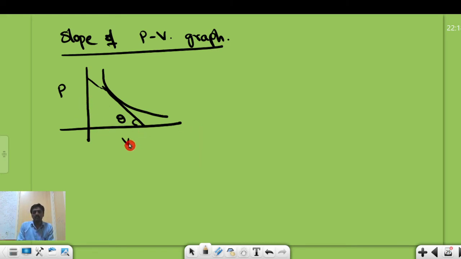So that value is equal to, now let me take PV is equal to some constant relation in the isothermal process. Now P is the variable here, volume is the variable here. Now I am differentiating this equation. So differentiating this equation means I am using the UV method.